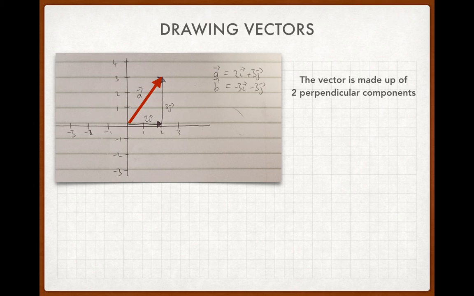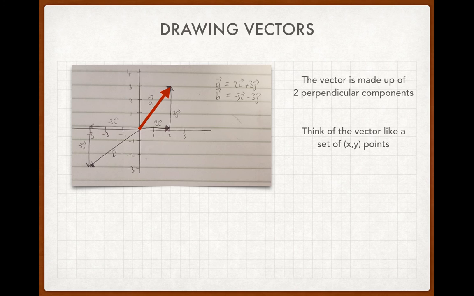Sorry, the vector is made up of two perpendicular components, really important, an i component and a j component, and I just draw your attention to where I've drawn those in the diagram there as well. So, vector B. So we start at the origin. Vector B says we want to go minus 3 in the i direction, so that's left 3 units horizontally, and then after that we follow on with a minus 3j.